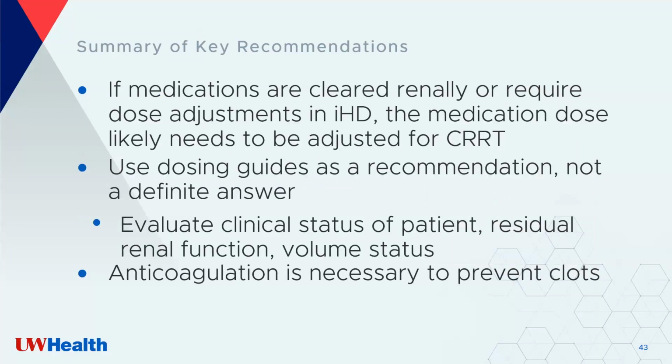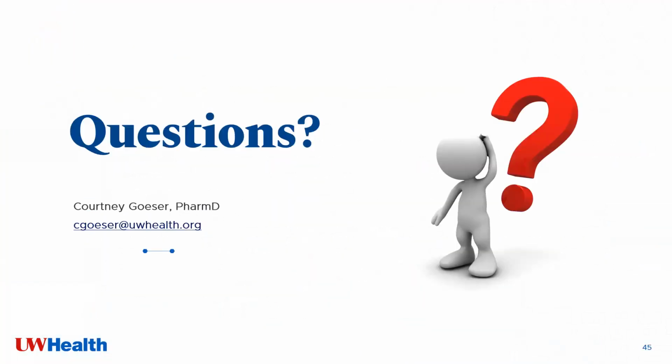Although these dosing guides are there as a reference, they really should not be used as a definite answer. So it's recommended to evaluate the clinical status of the patient, look at any urine output that may suggest residual renal function, and their volume status in order to suggest an appropriate dose for your patient and avoid underdosing. And finally, anticoagulation is necessary to prevent clots. This can be either saline flushes, heparin, or citrate. Those are my references, and I would be happy to answer any questions.